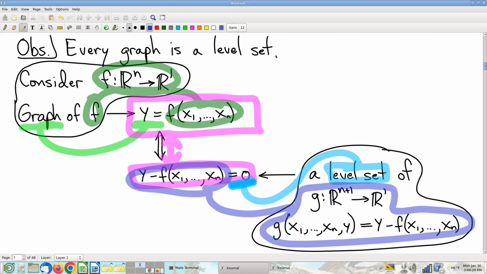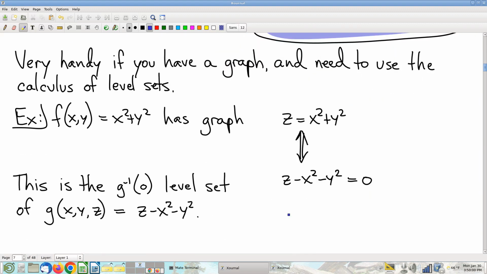Okay, so the graph of the function f that I was given, I can reinterpret as a level set of this new function. Let me say that a little bit differently. If a question is stated in such a way that it's teed up to use the calculus of graphs, but that doesn't give me what I want, the function that I should instead apply the calculus of level sets to is this other function. Now let's see an example of this in action.